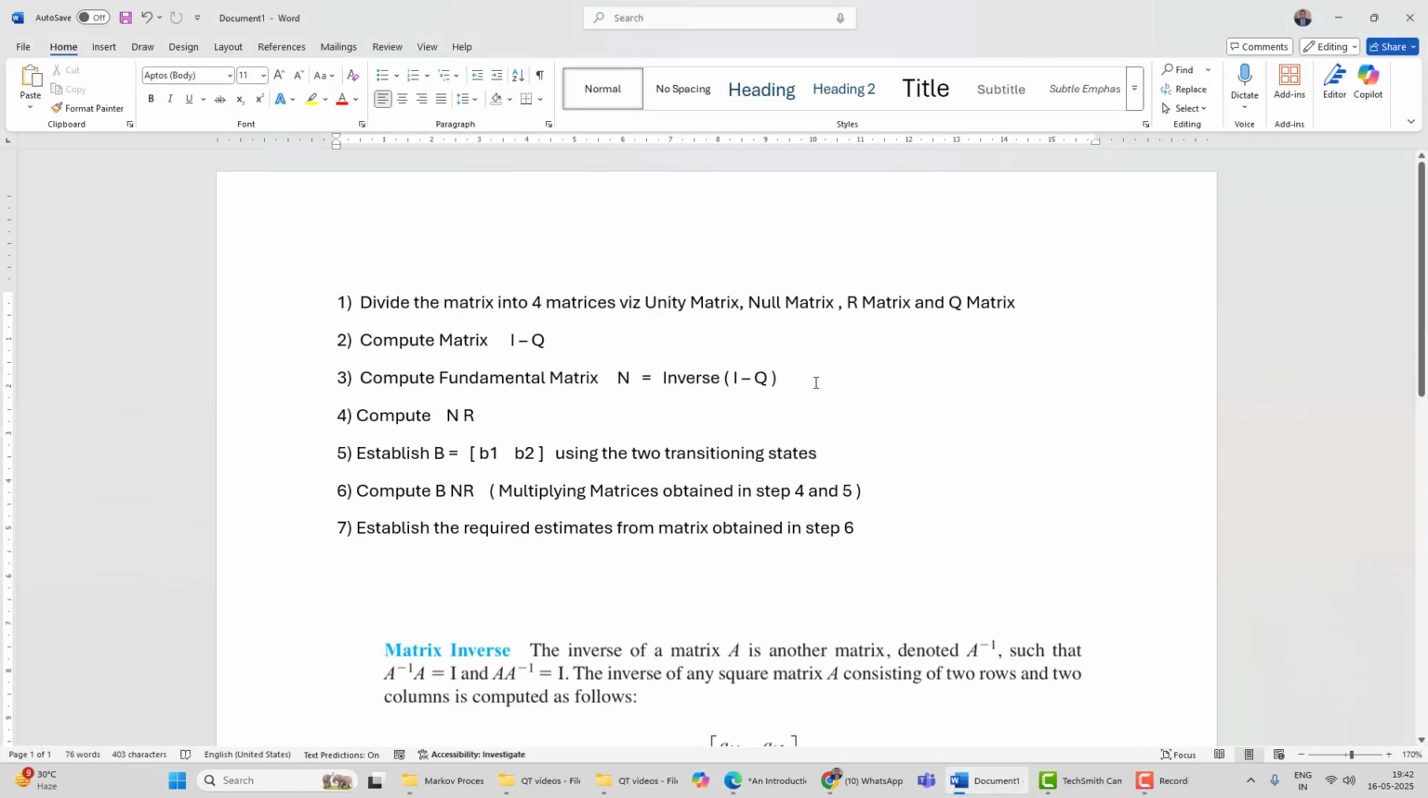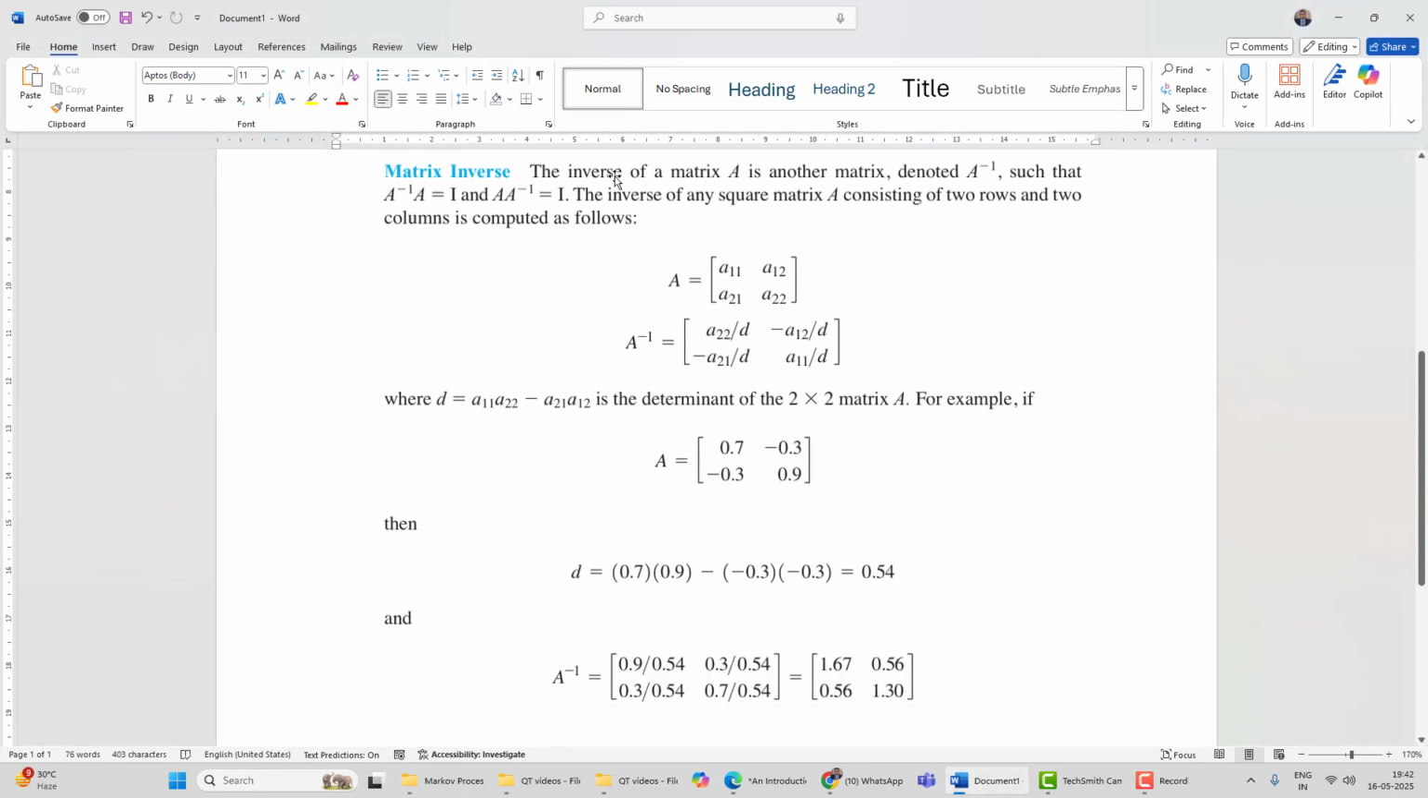I have also taken this to this particular page here. The inverse of matrix A is another matrix denoted by A inverse. If this is your matrix A11, A12, A21 and A22, first you find the determinant D, which is the cross multiplication A11 times A22 minus this cross multiplication. So it is simple to calculate D. Once you have this D, which comes to 0.54, you will be using this matrix.